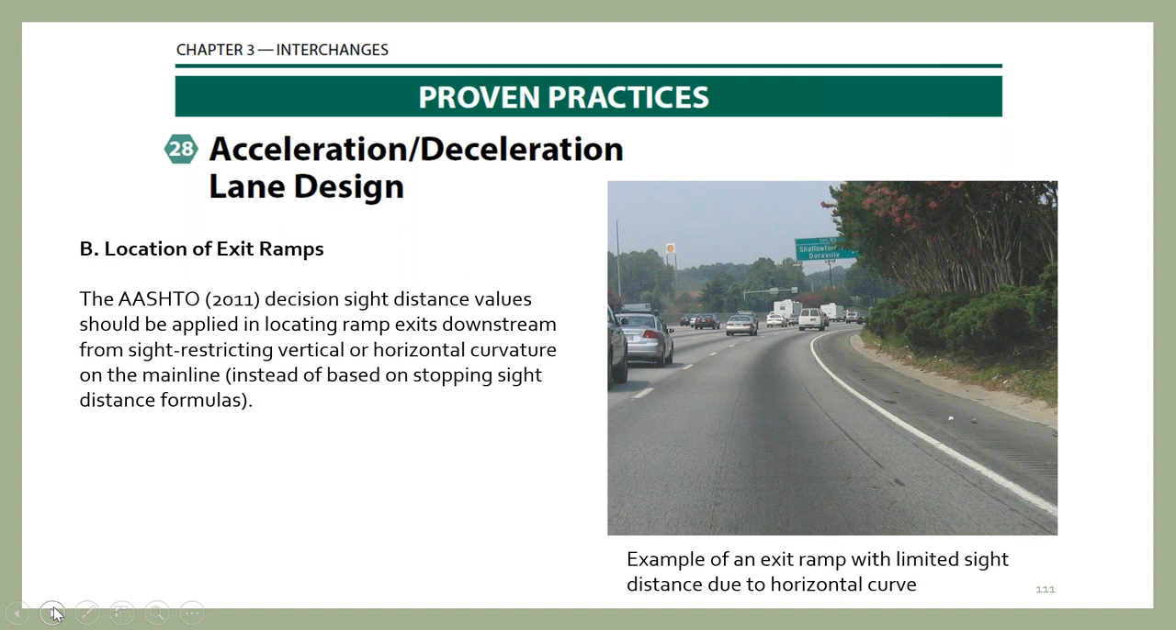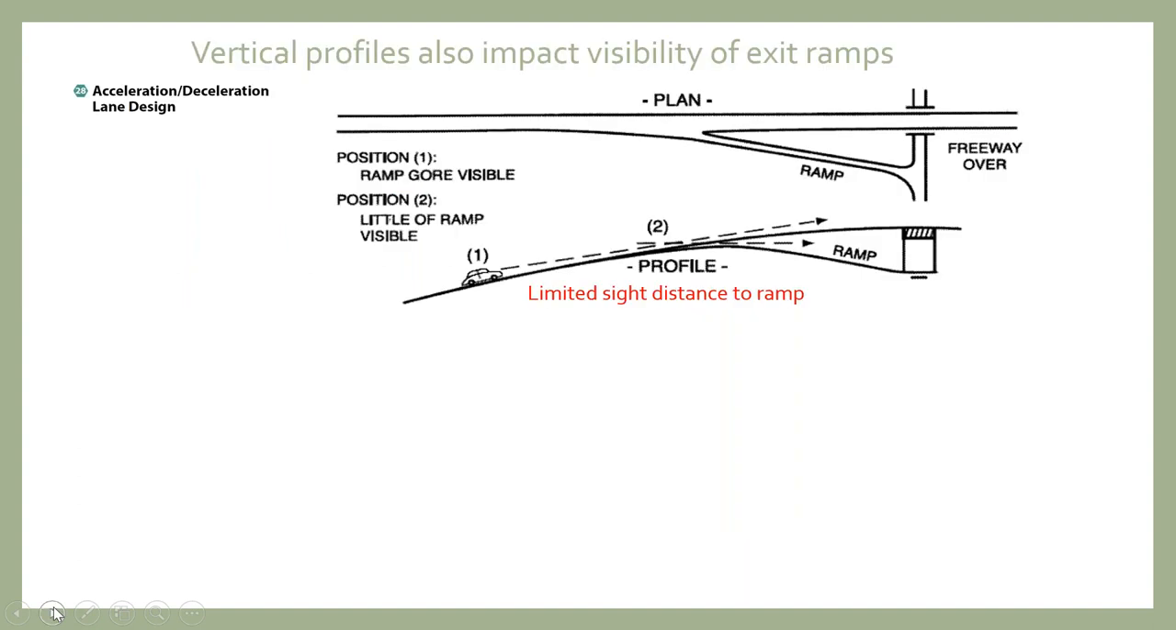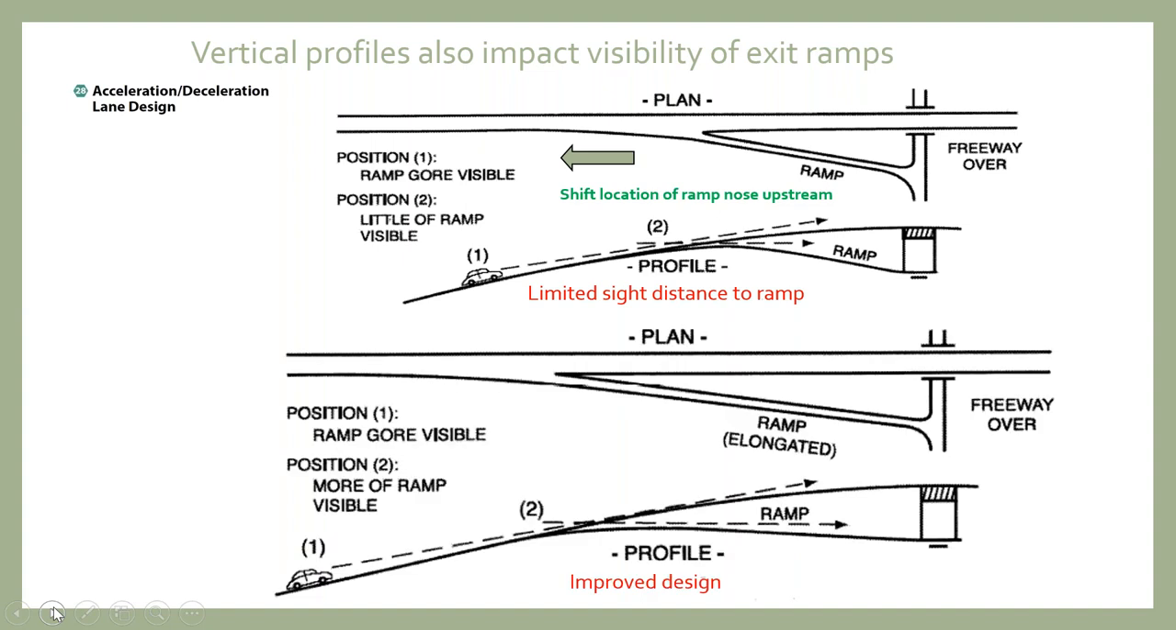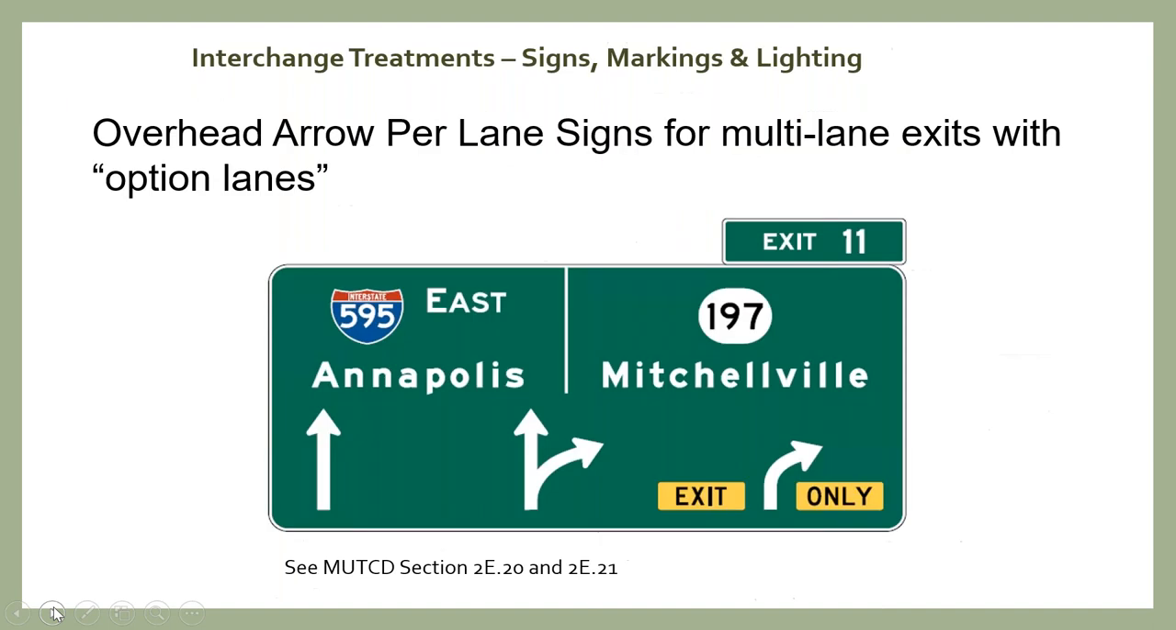So here you see in the photo an example of horizontal curvature that is blocking the view of the sign, and you can just barely make out the taper ahead. Not a lot of distance, especially traveling at freeway speeds, to make that adjustment. There's also the vertical sight distance, if there's a crest of a hill that is blocking the driver's view of an exit gore point. So for example, we might be able to shift the location, elongate the ramp. So it's horizontal and vertical, but the recommendation is to provide decision sight distance in advance of an exit.